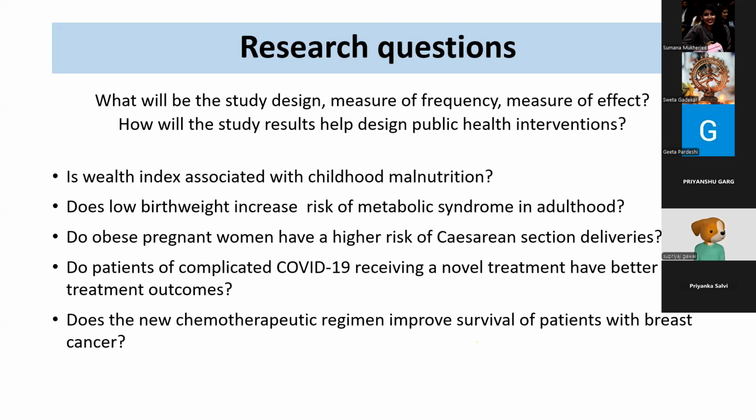So the first question is, I would really want volunteers to think and to tell me, at least to begin with, what study design would be appropriate for these questions. So is wealth index associated with childhood malnutrition? That is, is the family wealth index or household wealth index associated with childhood malnutrition? So what would be an appropriate study design for this research question? Anyone would like to answer?